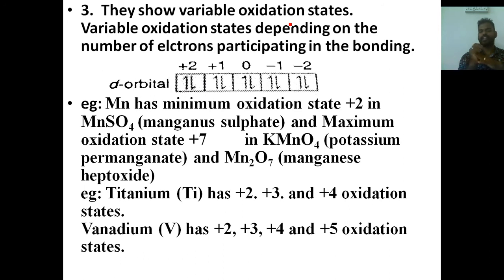Same like that titanium, vanadium, they have different oxidation states. This is because of the availability of d orbital. So this is because of d orbital capacity. The d orbital has a capacity to accept 10 electrons. Depending on their nuclear charge and stability, they will show their oxidation state.